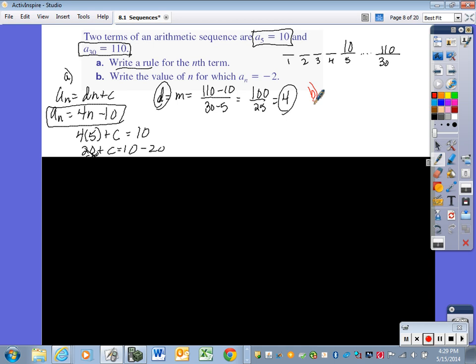Part B says, what value of n is the term negative 2? Where do I put the negative 2 in this expression? A sub n equals 4n minus 10. Add 10. 8 equals 4n. n equals 2. The second term is negative 2.